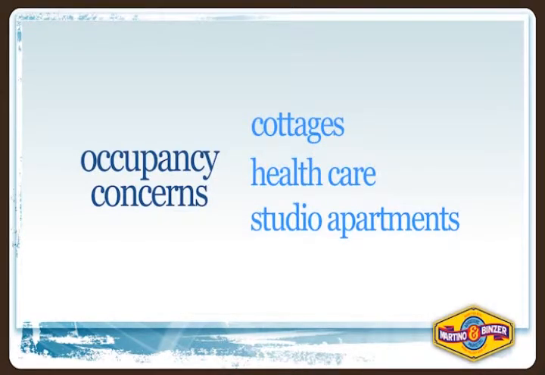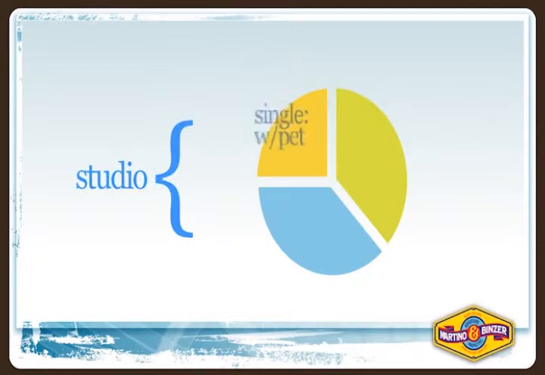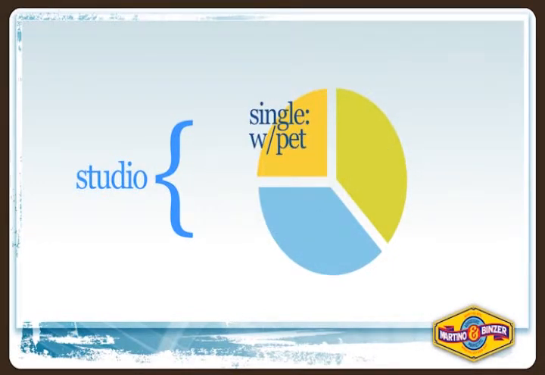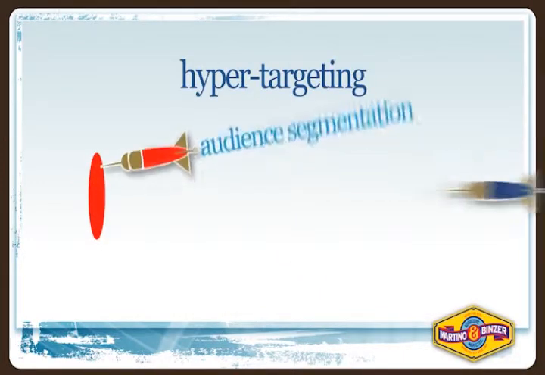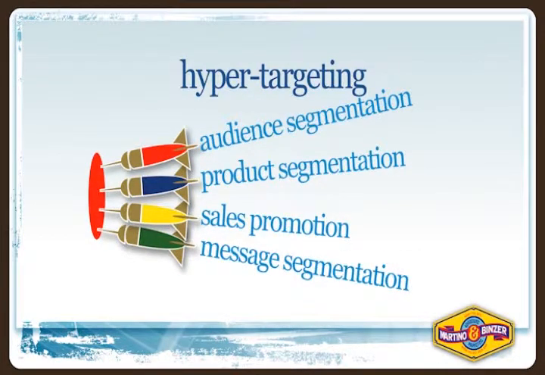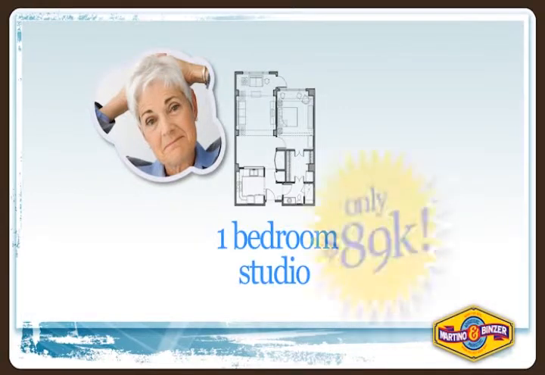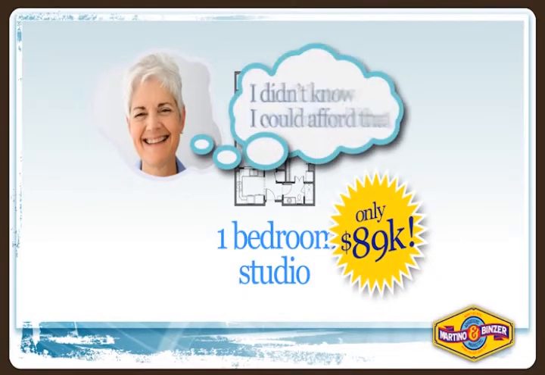Each one of these products will appeal to a different consumer segment within your PMA. The idea that you can market a studio apartment to every lead in your prospect database is flawed. That's where the practice of hyper-targeting comes into play. Hyper-targeting is a combination of 4 key factors: audience segmentation, product segmentation, sales promotion, message segmentation. And it works best with your direct marketing efforts. You can match a product to an audience and present an offer designed specifically to generate a response. It makes those efforts more effective and efficient.